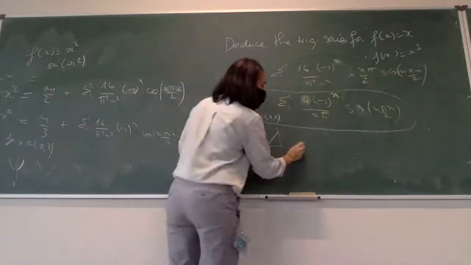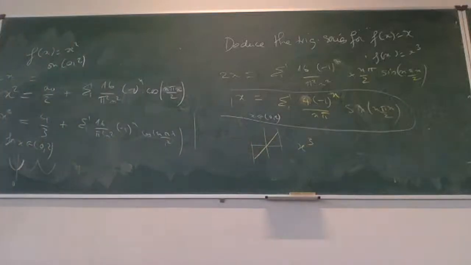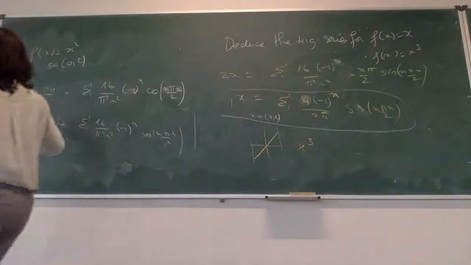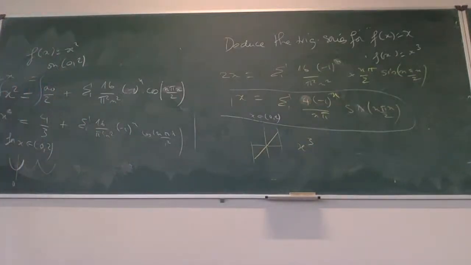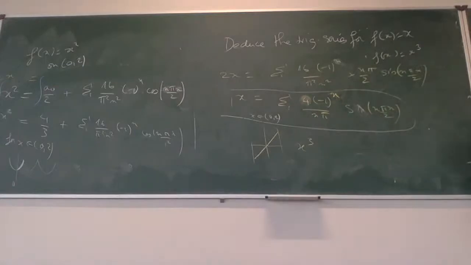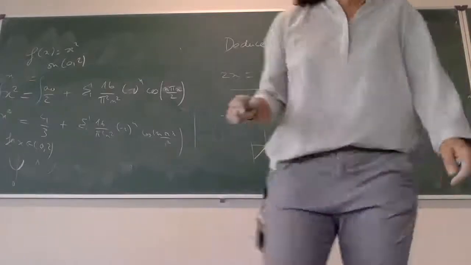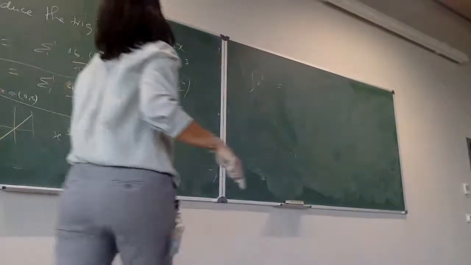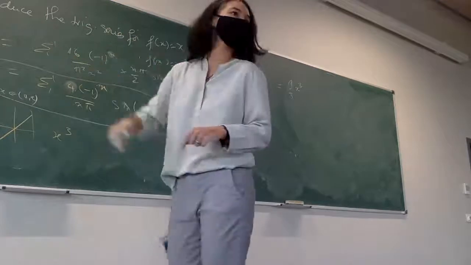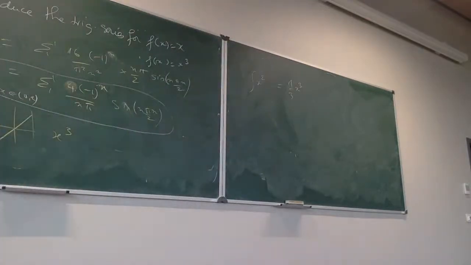Okay, so now, how can I deduce the trigonometric series for x cubed? So we integrate. We want to integrate the two sides of this one. Let me rewrite that. So we want to integrate x squared on one side. So what relation with x cubed? That would give me 1 over 3 x cubed. And on the other side, I want to integrate the whole stuff. So I've got the primitive of a0 over 2.